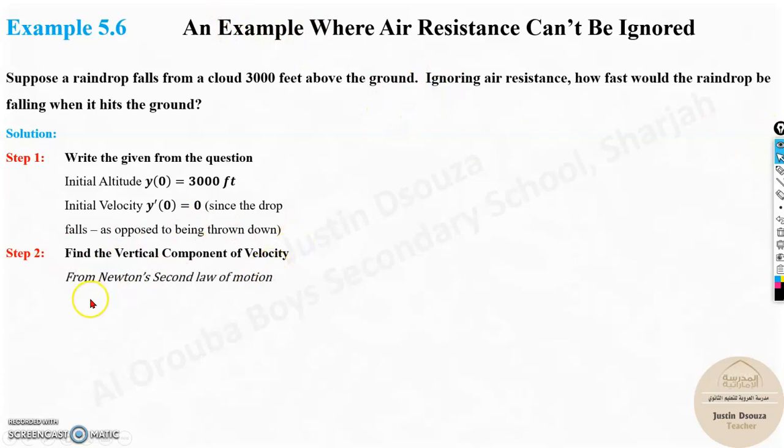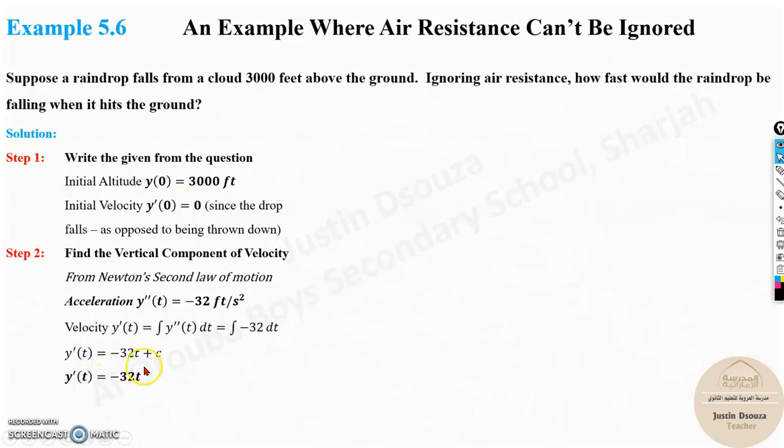Find the vertical component of velocity from Newton's law. Now use feet, not meters per second. The acceleration is negative 32 feet per second squared. To find the velocity, integrate this. You will get minus 32t plus c. What is the initial velocity? 0. So when you substitute, the c value will be 0. I've not done that step here, but we have done it in the previous videos. So make t equal to 0, minus 32 times 0, and c will be 0 because y dash of 0 is 0.